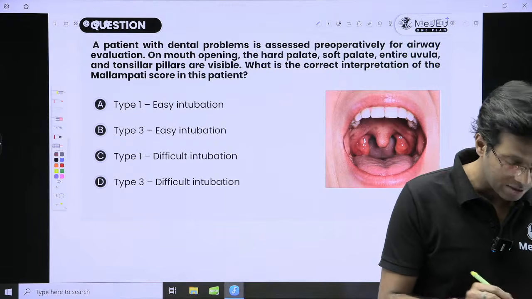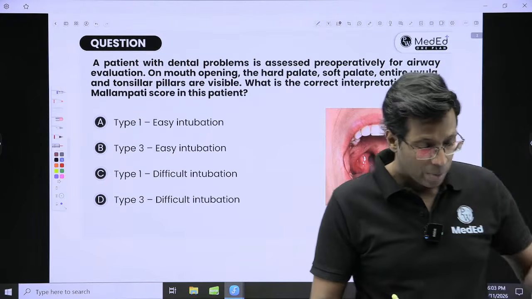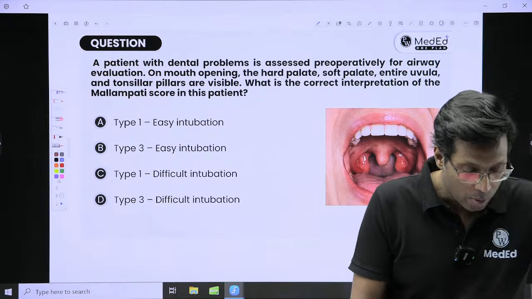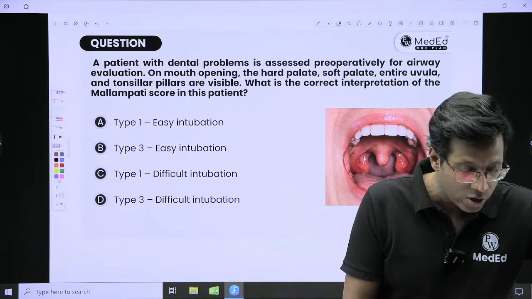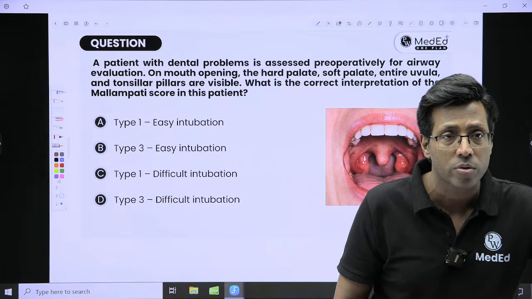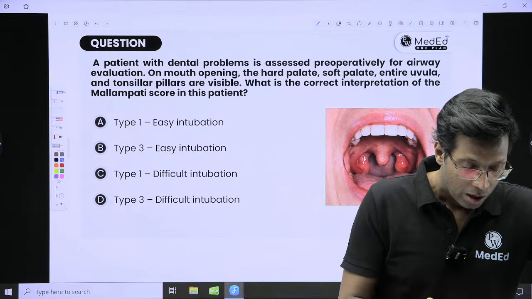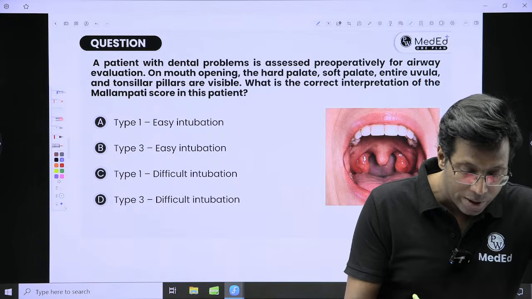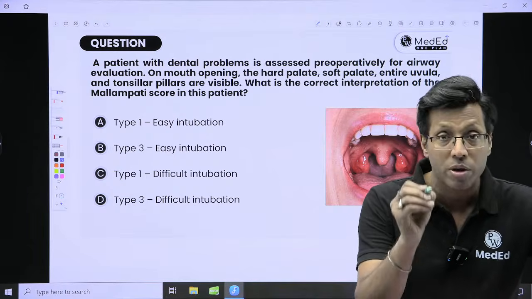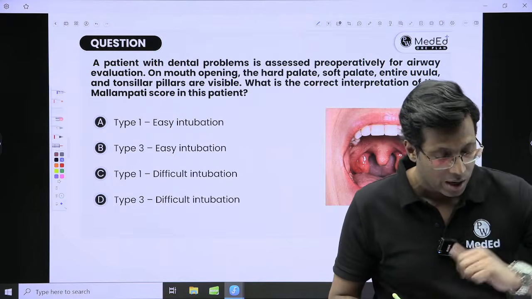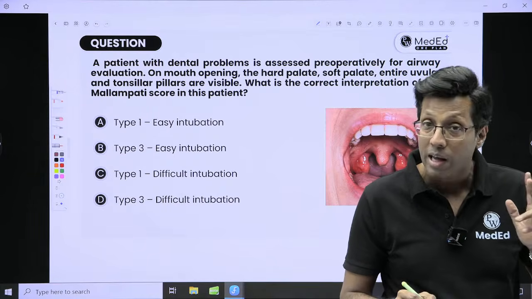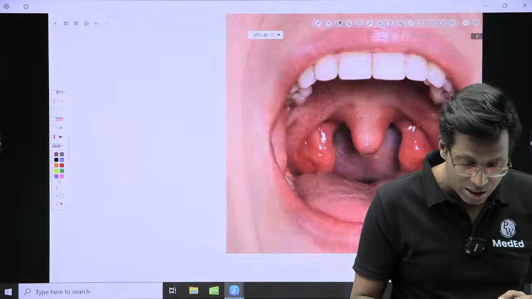The question is, a patient with dental problems is assessed pre-operatively for airway evaluation. On mouth opening, the hard palate, soft palate, entire uvula and tonsillar pillars are visible. What is the correct interpretation of the Mallampatti score in this patient? A. Type 1 easy intubation, type 3 easy intubation, type 1 difficult and type 3 difficult. If you can see the image.